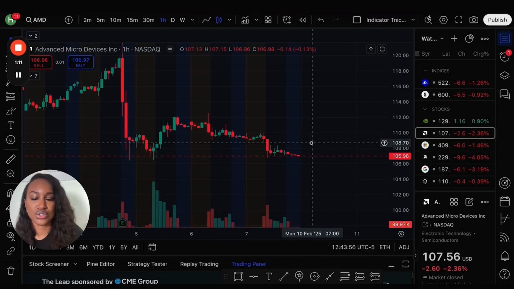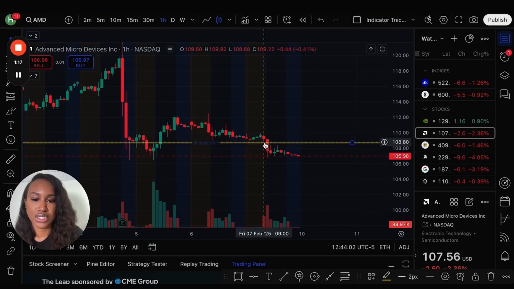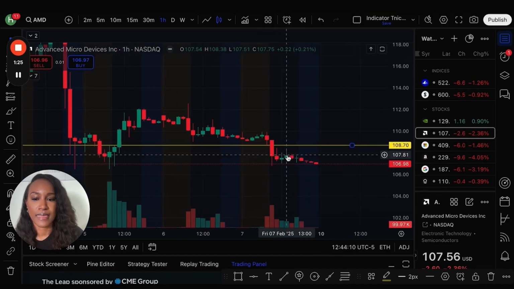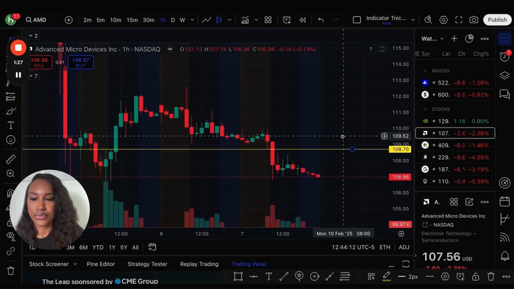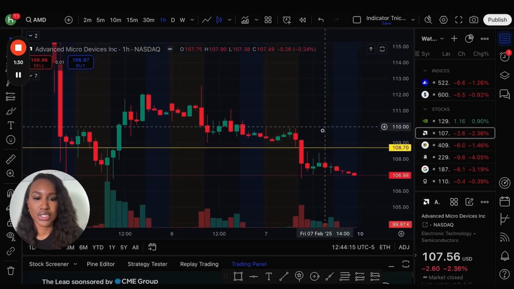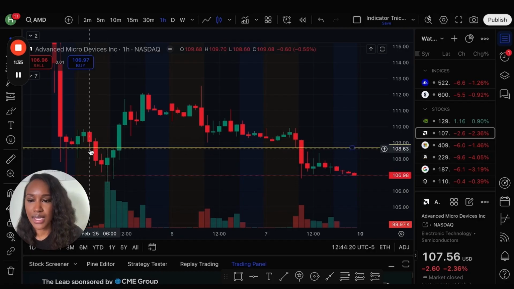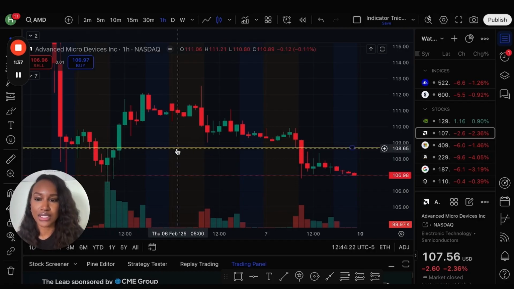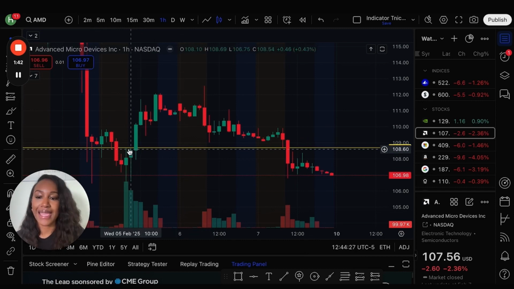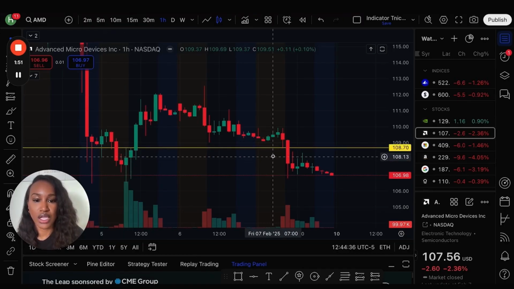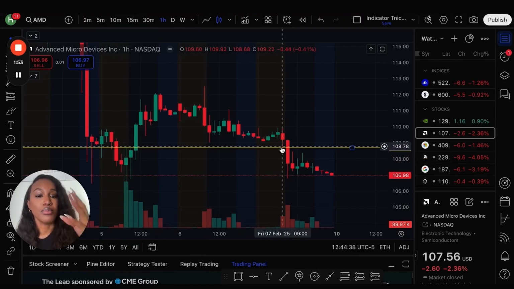So I want you to pay attention to this level here. What I noticed is that multiple touches happened. As you can see, there's a touch here, there's a touch here, here, and here. So what does that show me? That shows me that this is a strong level, and the reason I'm considering it a strong level is because price has reacted multiple times. Okay, 1, 2, 3, 4 times. So I am going to be paying attention to that.